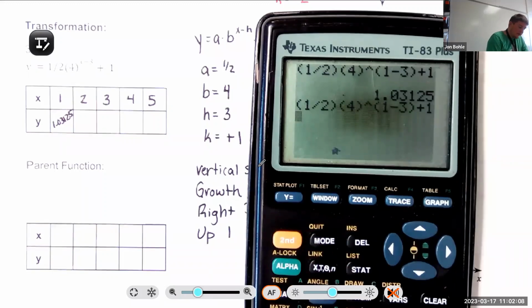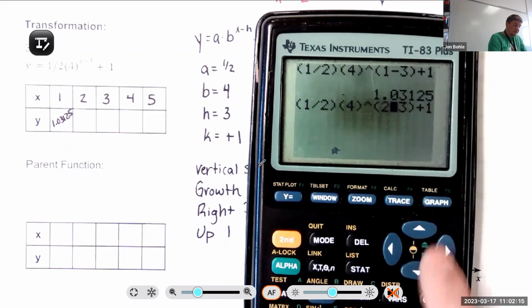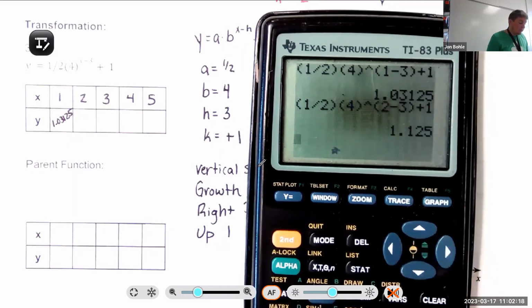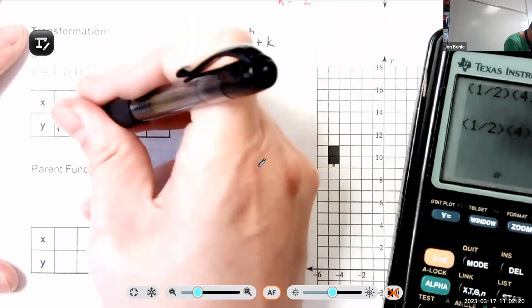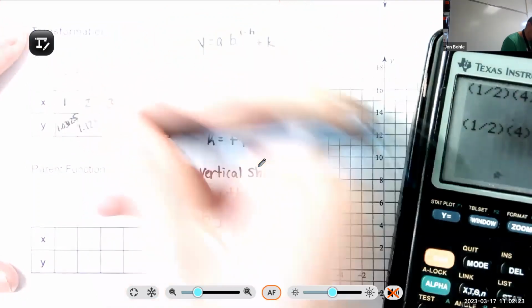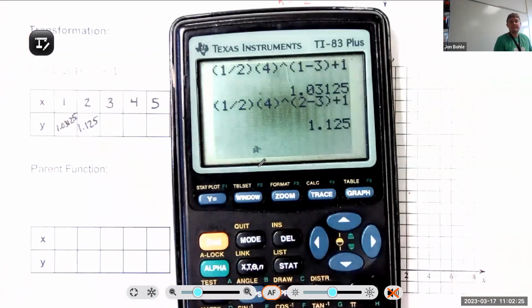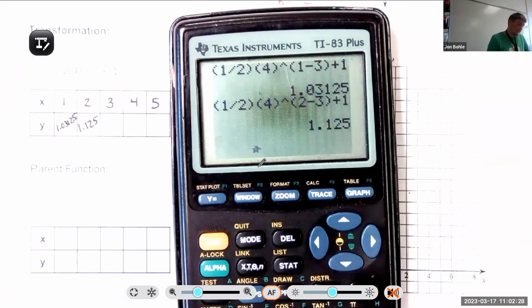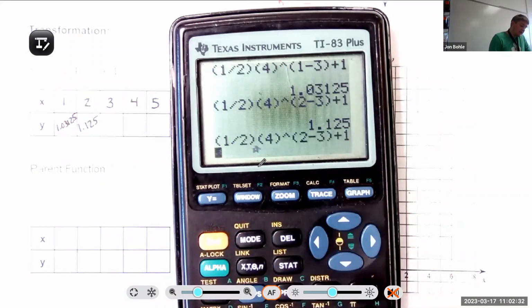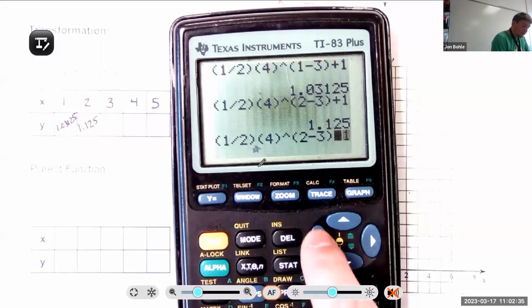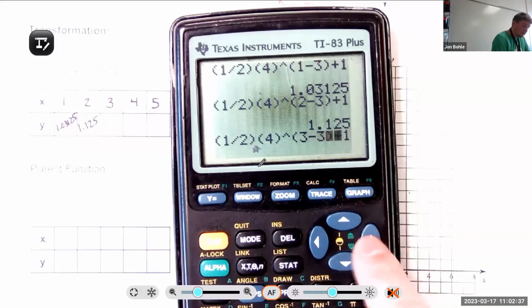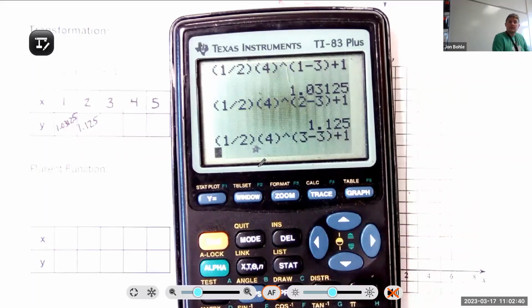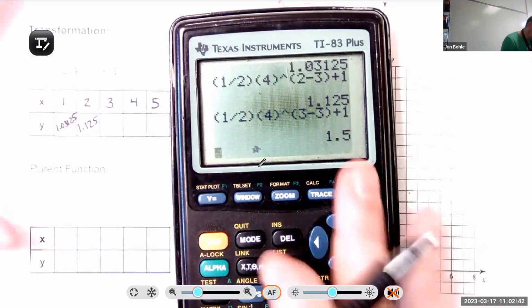Okay. Here, I'm going to hit second and then enter. It's going to retype what I have, and instead of 1, it's going to use 2. That gives 1.125. I'm going to hit second and then enter again and replace X with 3. I hit enter and I get 1.5.